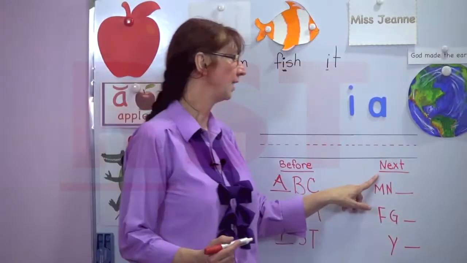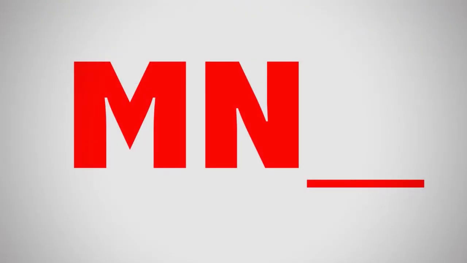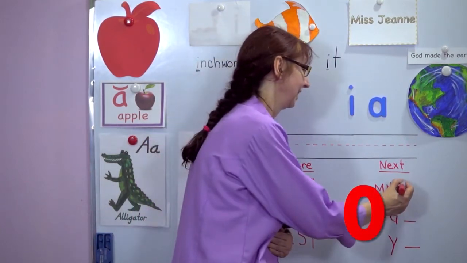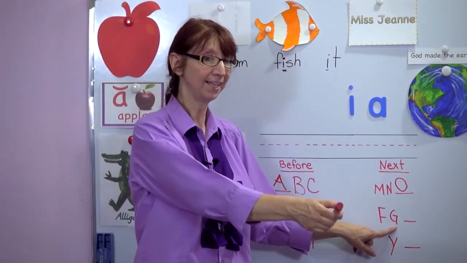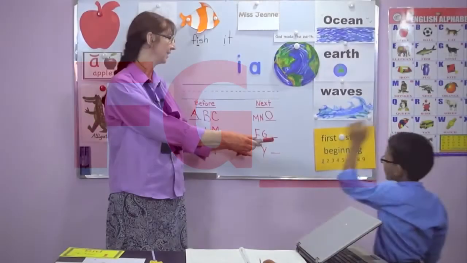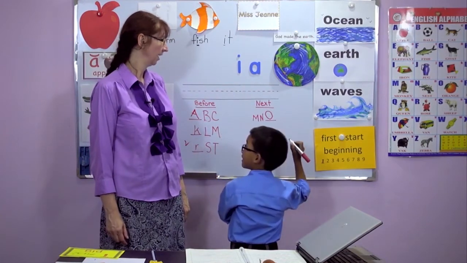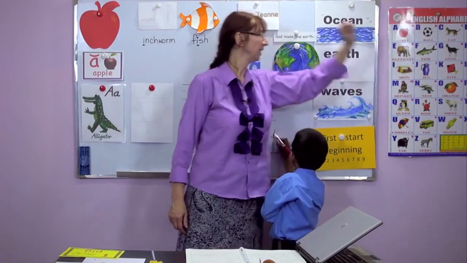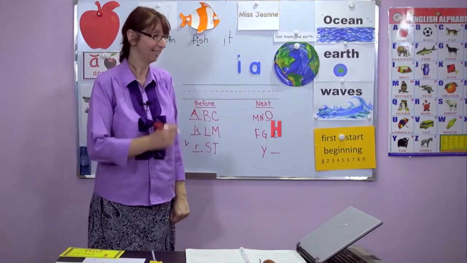Now, the next word is next. What comes next? M, N, O. That's right. Andreas. F, G. Come write the letter that comes next. What comes next after G? Take a look. Let's look at our alphabet. F, G, H. That's right. That was tricky. I almost got him, but he fixed it.